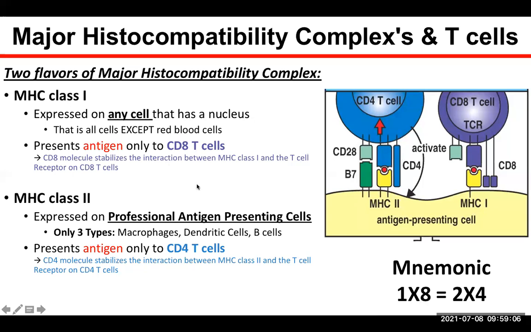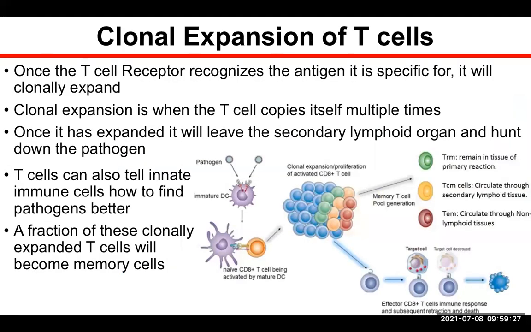If you need help remembering which T cell binds to which MHC class, this is a mnemonic that I find very helpful. CD8 T cells will bind to MHC class 1, and CD4 to MHC class 2. So 1 times 8 equals 2 times 4. So never forget it. So what ends up happening after this interaction actually happens?